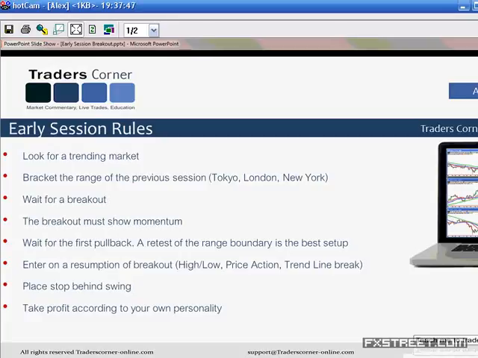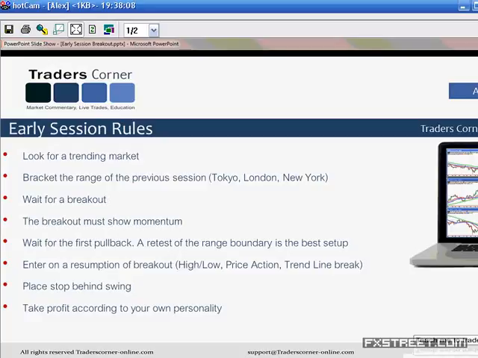So there will be some instances on the chart when you see a big move and you think, well, that's like a 100 pip range. You don't need to bracket that range there. All you need to do in that instance is just bracket the last part of the congestion area, and then you're looking for another breakout of that area. But that will become clear when we get onto the charts.